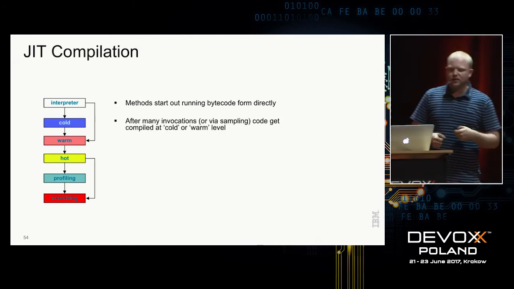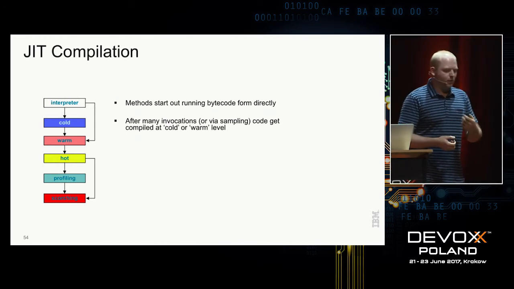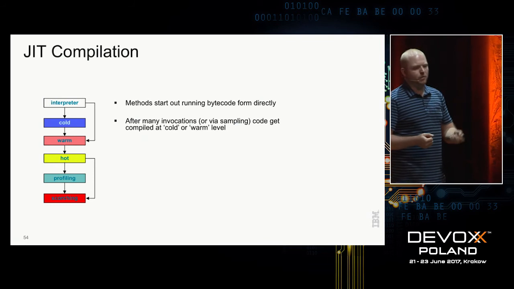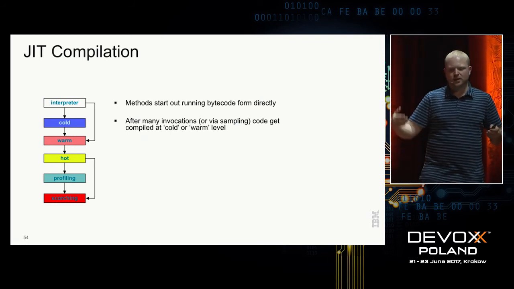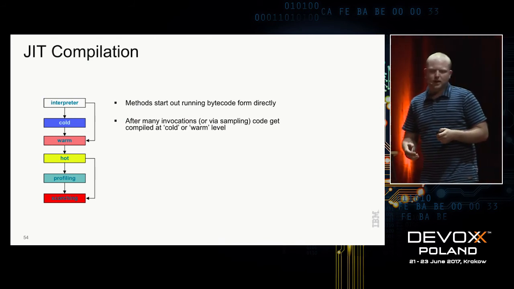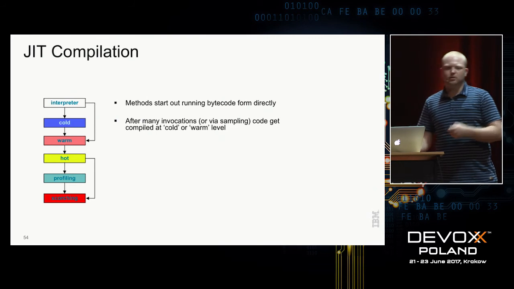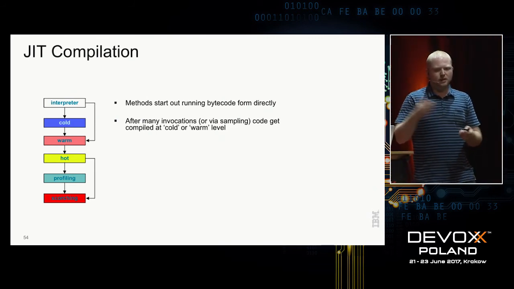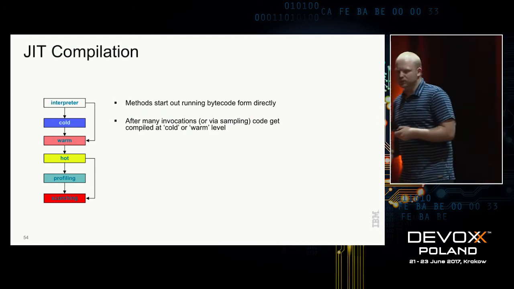And then the next level, when we have some data about how much we use this, we might decide to compile it. Early on we might say, compile this to cold, which is fast but doesn't create very fast code. And then later on we might find that we have a bit more information, we use this method quite a bit more, so we compile it to warm, which takes a little bit longer to compile, but then also gives a little bit faster code.